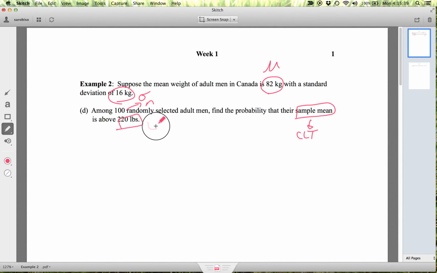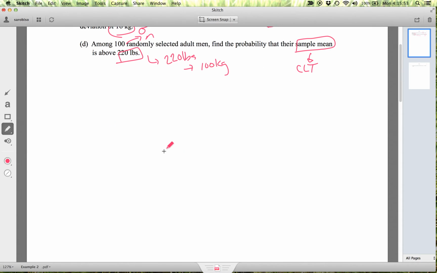Okay, again, we saw in part A that 220 pounds converts into 100 kilograms. If you're not sure where that comes from, review the video of example 1. Okay, so let's see how this can be done. Let me start by just drawing my normal curve. Remember, the central limit theorem says that the average of a sample will always become normal as n increases.